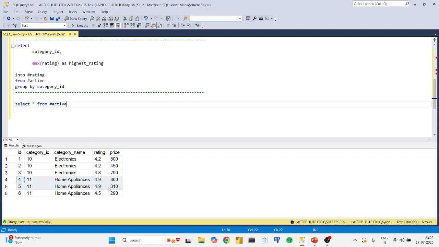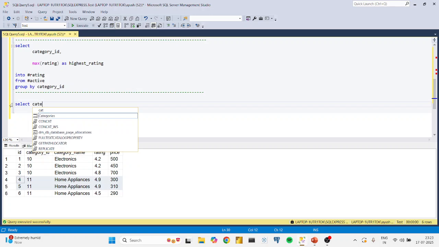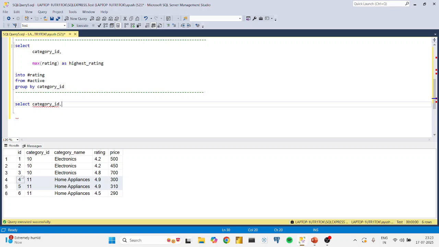So what's the trick of doing this? So what we can do is, since we are going to join, we are not going to join by this id, because again it will not create a group since every row is unique in this table, right? So category id, and we are going to find minimum price as minimum price.